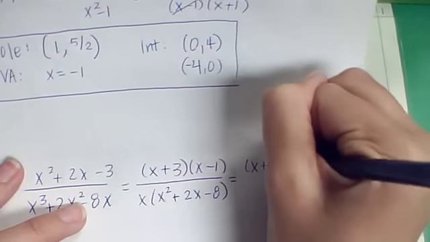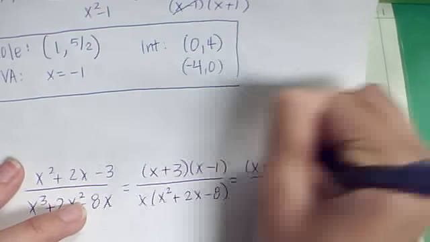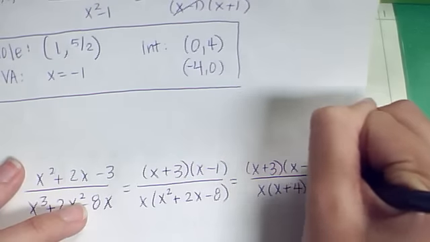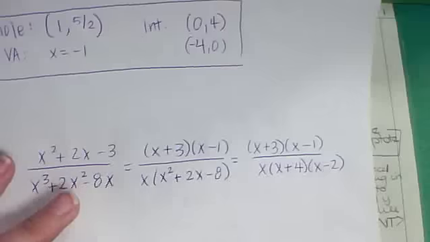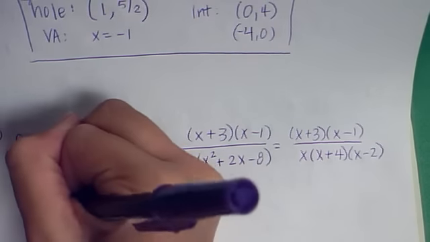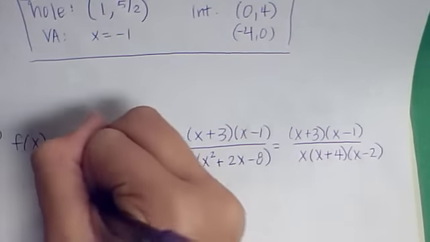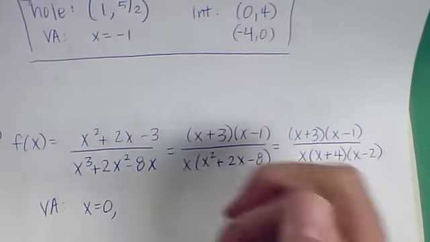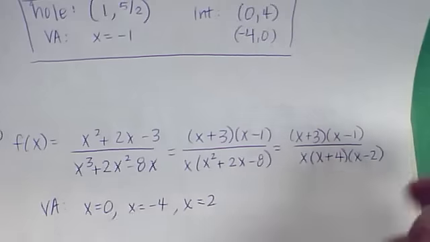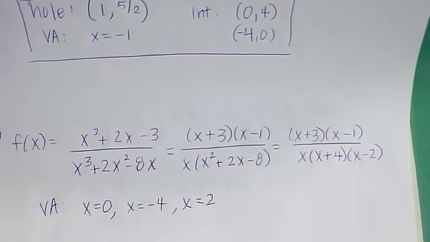So I have x plus 3 times x minus 1 on top. On bottom, I have x times x plus 4 times x minus 2. You should notice that there's nothing that's the same there, so nothing will cancel. I have no wholes. My vertical asymptotes then would be x equals 0 from the first one, x equals negative 4 from the second piece, and x equals 2 from the third.